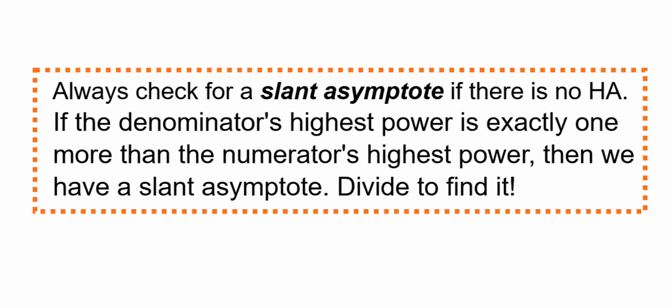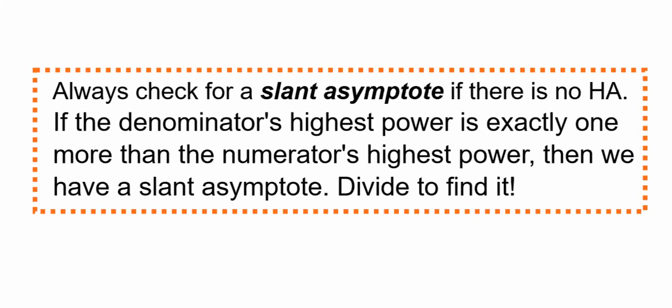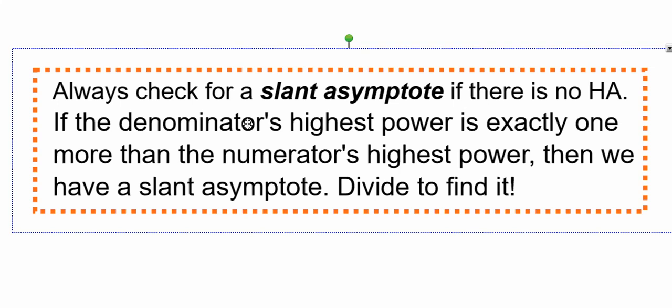That is backwards. That does not make sense. I think I wrote that backwards. The numerator. Yeah, let's correct that. If the numerator's highest power, not the denominator. So we'll cross through that, because this should be the numerator, and that should be the denominator. There we go. That's okay. We can fix our mistake. All right, always check for slant asymptote. There's no horizontal asymptote. If the numerator's highest power is exactly 1 more than the denominator's highest power, then we have a slant asymptote. And so divide to find it.